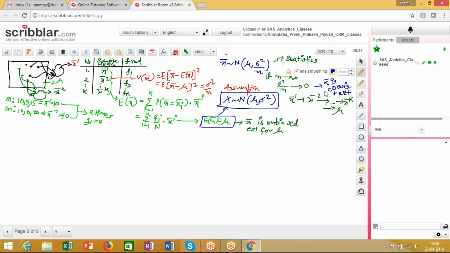So these are all the reasons; you can clearly see that x bar is actually a very strong estimator, or we have very strong reasons to believe that x bar is a good estimator for mu, right? Is this part clear?